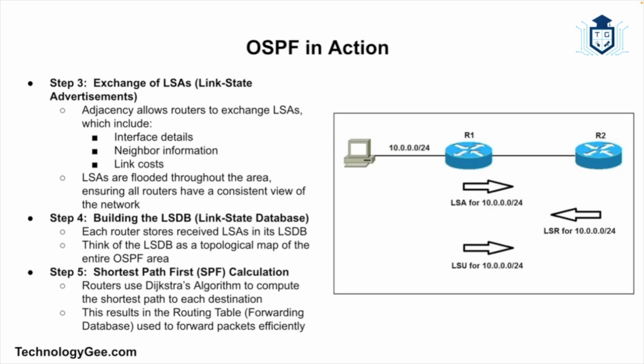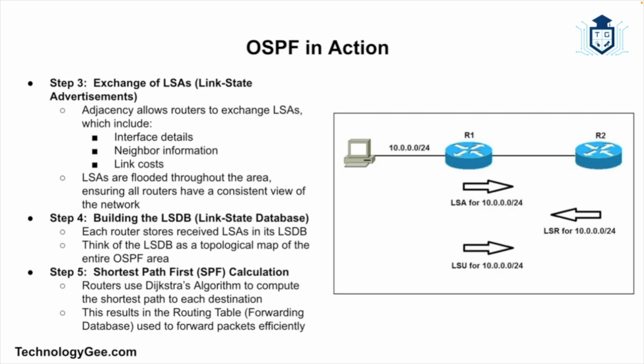And then after that is step 3, where they exchange LSAs, or link state advertisements. So routers start sharing LSAs, which describe their connections, such as interfaces, neighbors, costs, etc. And LSAs basically flood the area, allowing each router to learn about the entire network. And then that leads us to step 4, which is building the LSDB. So each router compiles the LSAs into a link state database. And this is basically a map of the entire network.